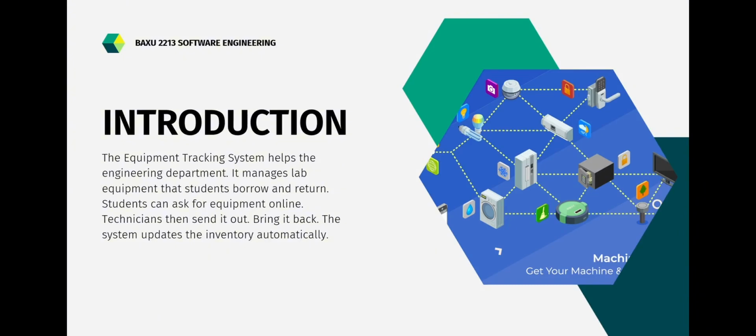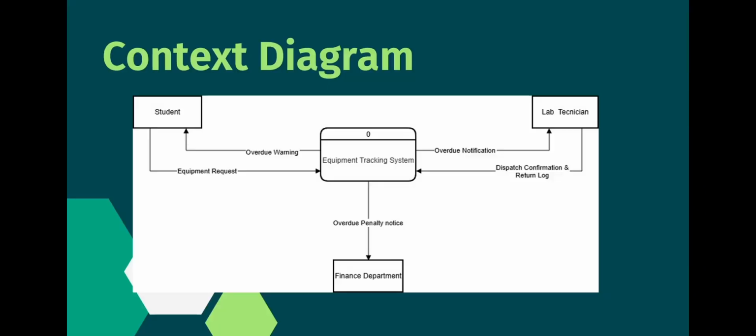For the introduction, the equipment tracking system helps the engineering department. It manages lab equipment that students borrow and return. Students can ask for equipment online. The technician then sends it out and brings it back. The system updates the inventory automatically.